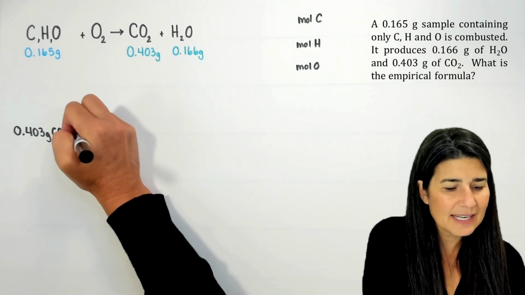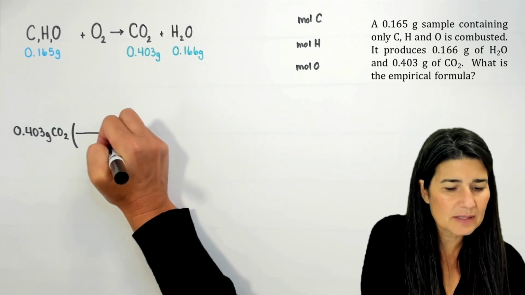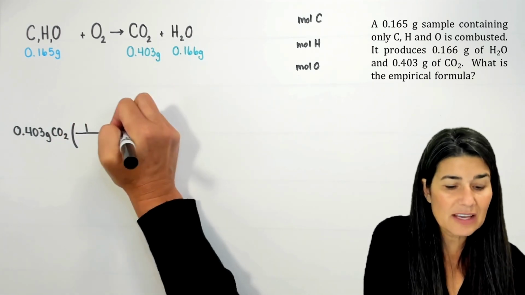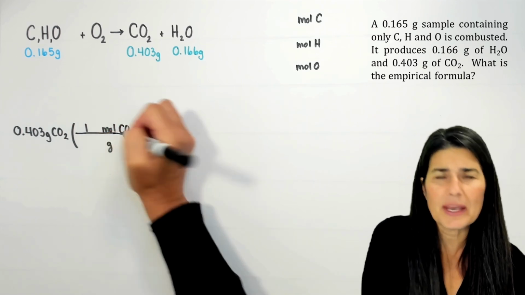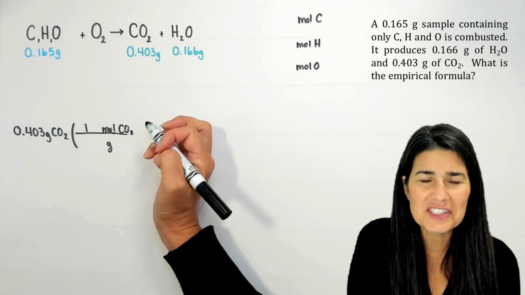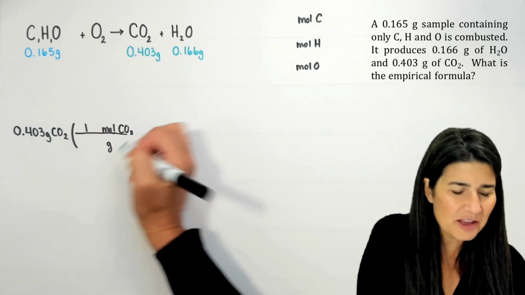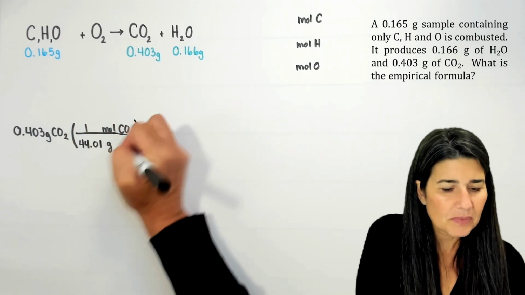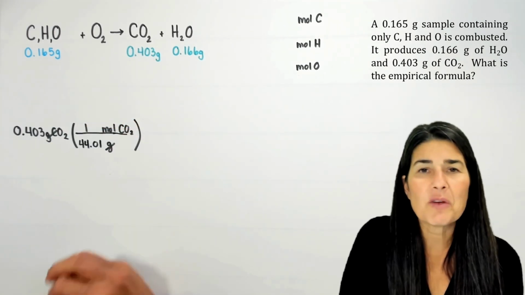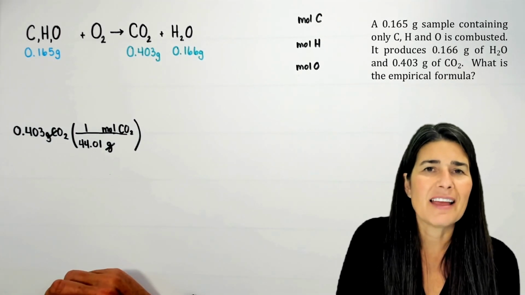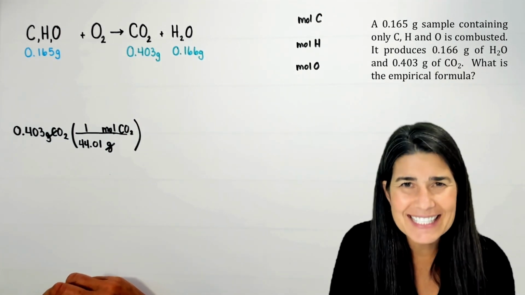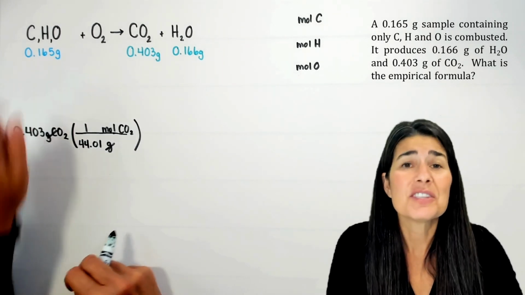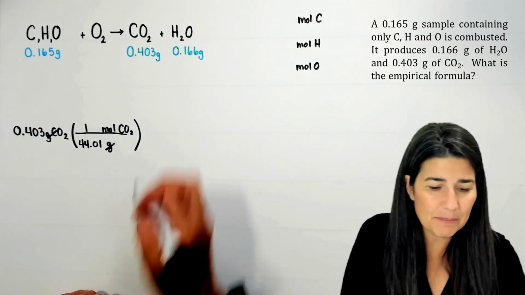So the first thing I need to do is get rid of grams and go to moles. 1 mole of CO2 in this case, if we add up 1 carbon and 2 oxygens, we get a molar mass of 44.01 grams. Grams go away. Now I'm at moles of carbon dioxide. I don't want moles of carbon dioxide. What I want are moles of plain old carbon. So we need to go an extra step.